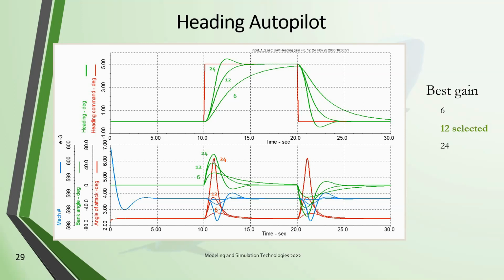And you see the responses. Well, 12 looks actually very good. 24 has some overshoot. 6 is too sluggish. But let's also look at the angle of attack.